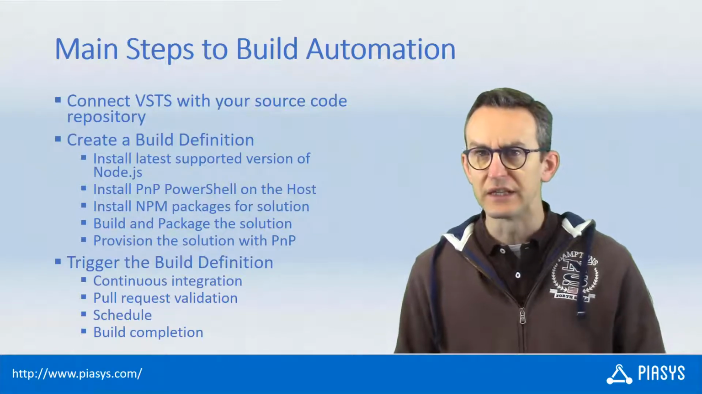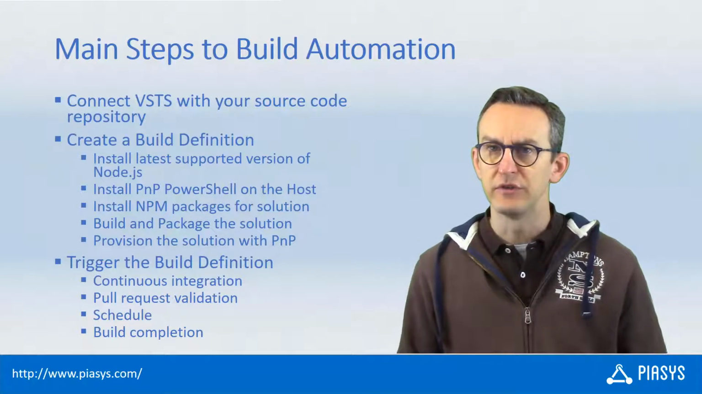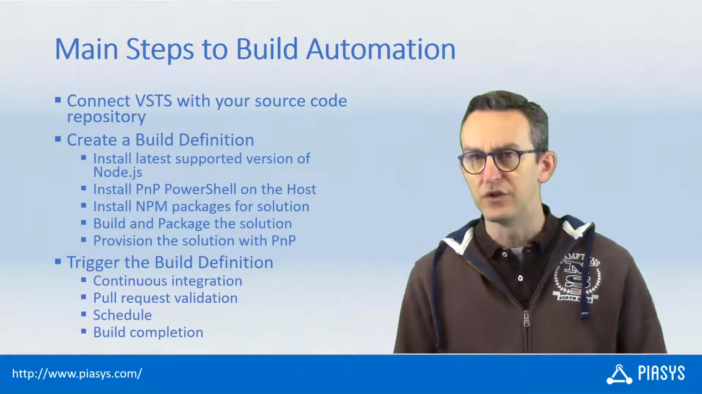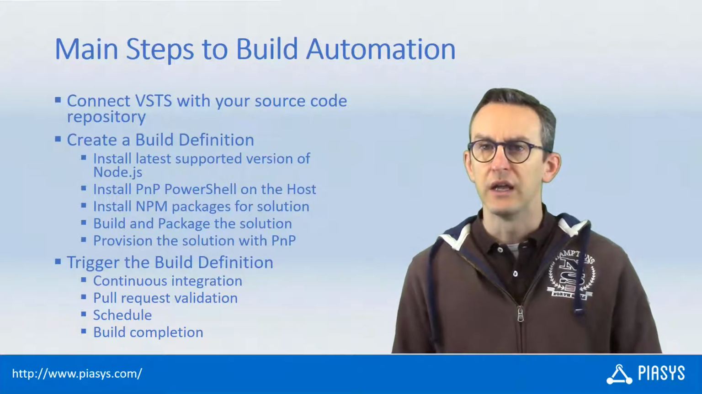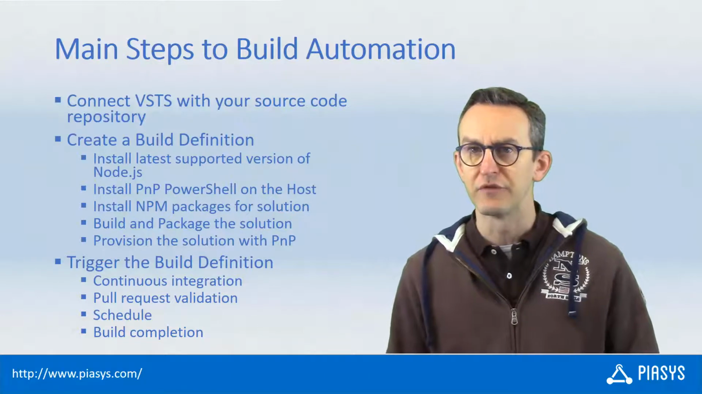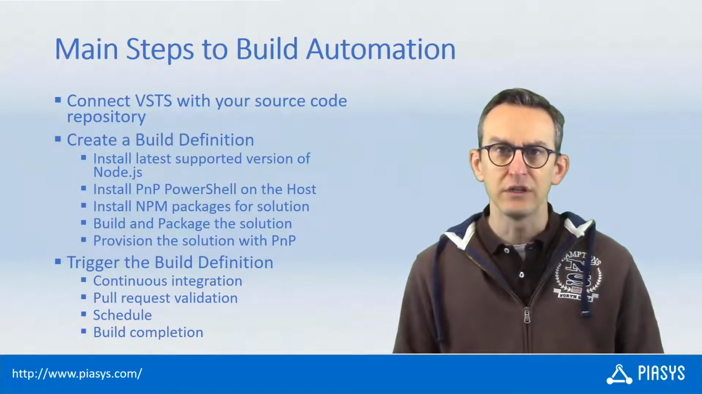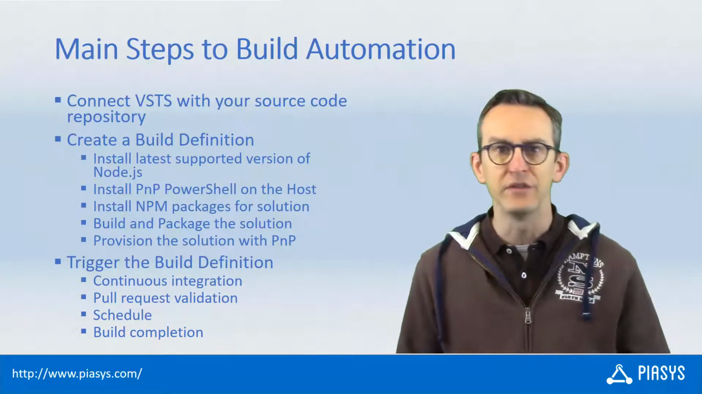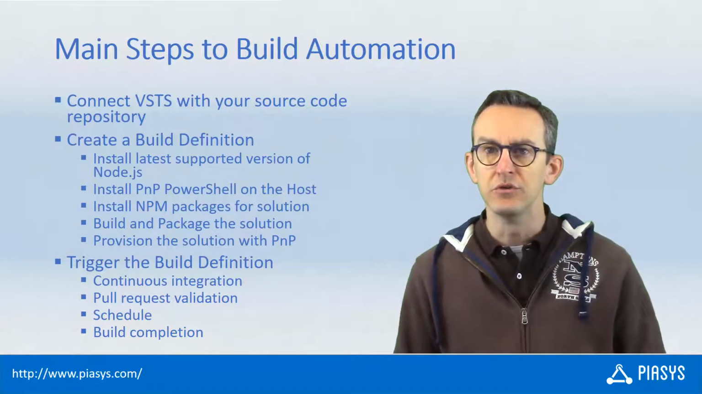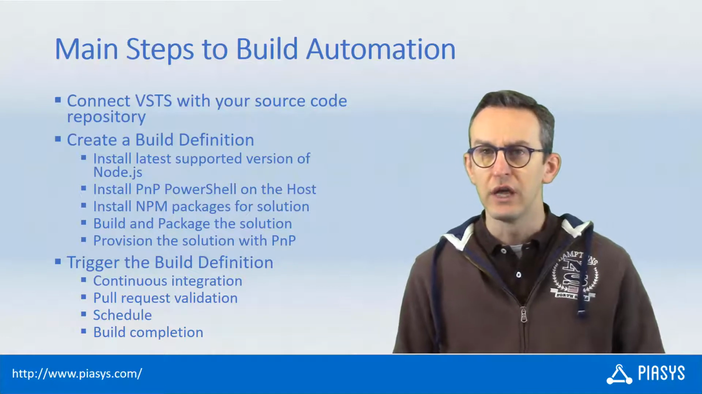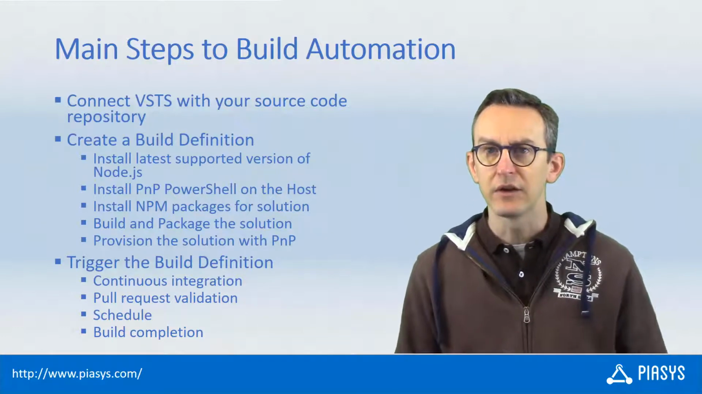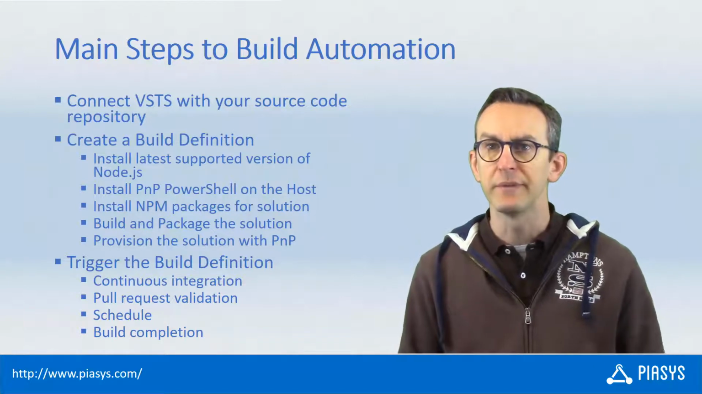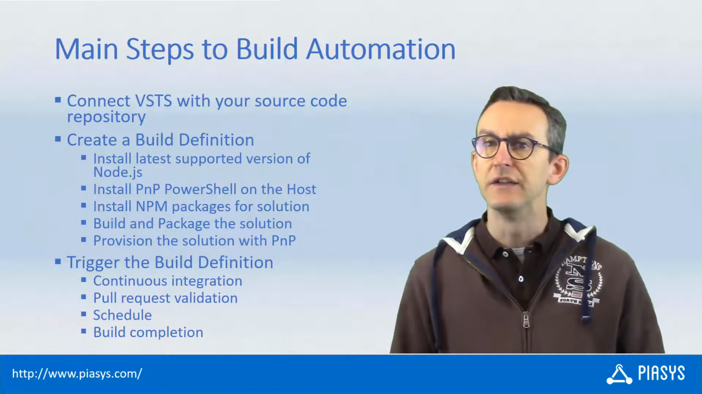In order to trigger the build definition, you can use continuous integration. So whenever there is a new merge of code, you will start a new build, or you can start a build based on a pull request validation, or eventually you can simply use a scheduled build. So on a daily basis during the night, you can do a new provisioning of your solution, as well as, if you like, you can connect a dependency with another build. So upon completion of another build, you can start your build definition.